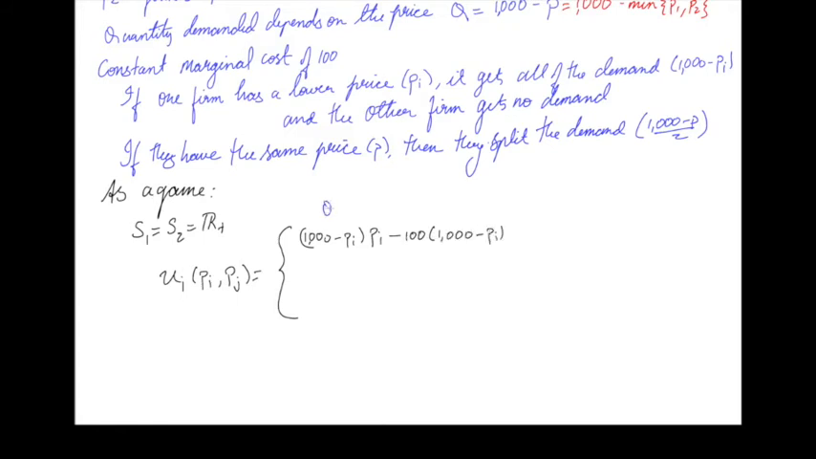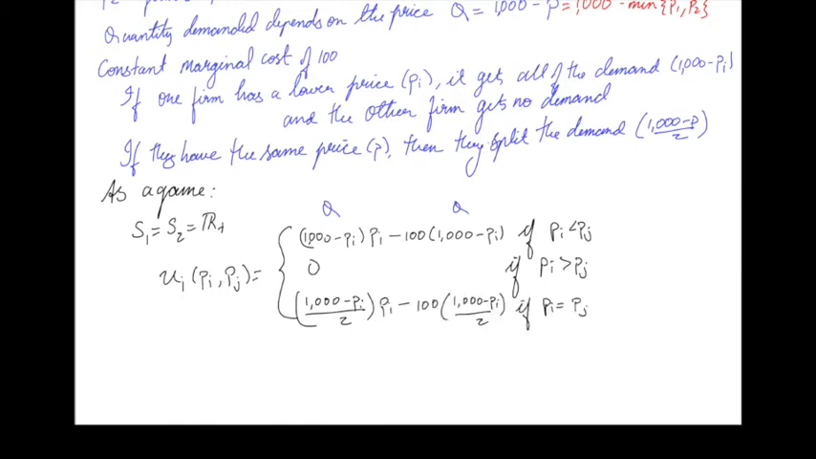So it's the quantity times the price that they set, minus the marginal cost times the quantity. That's if PI is less than PJ. If PI is bigger than PJ, they get no demand and therefore no revenue, nor do they pay any cost. And if PI and PJ are equal, they get half the demand, which is (1,000 minus PI)/2. So their payoff is (1,000 minus PI)/2 times PI minus 100 times (1,000 minus PI)/2.